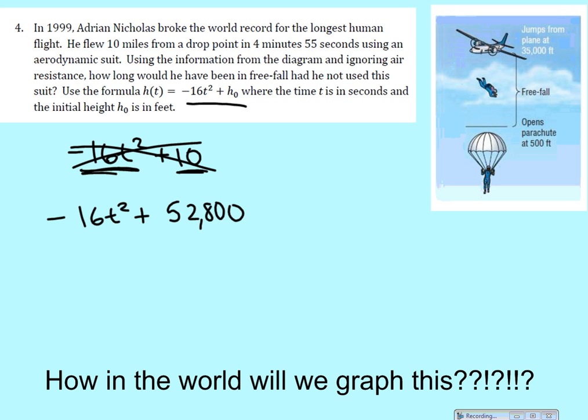So here is my graph. So I want to figure out, where does this thing equal 0? So on a graph, just kind of a quick sketching of a graph, my y-intercept is 52,800. And so I kind of want to figure out, where would he have hit the ground without his suit? That's kind of what I'm looking for.